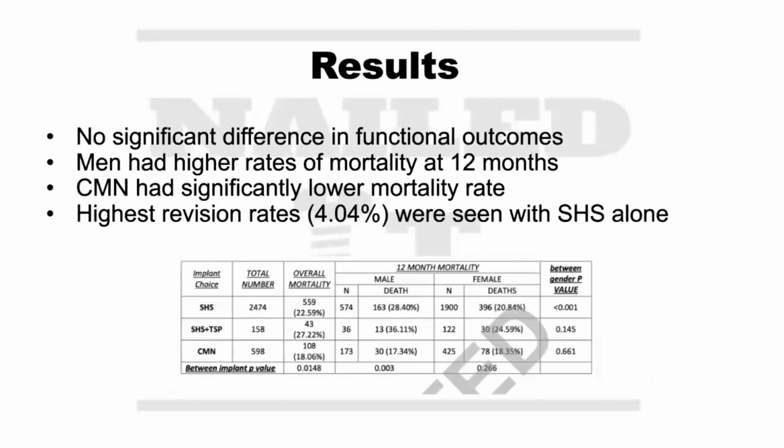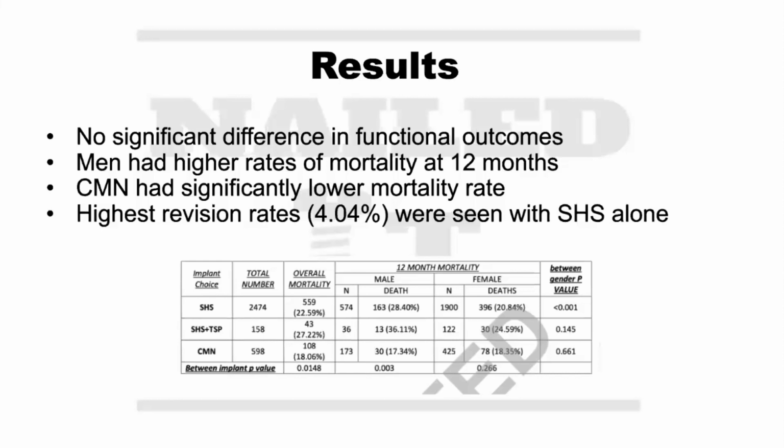So when we look at the results of this paper, there really wasn't a significant difference in functional outcomes among any of the groups. Of note, men had a higher rate of mortality at 12 months, and those treated with the cephalomedullary nail had a significantly lower mortality rate. The highest revision rate, 4.4%, was seen with a sliding hip screw. For those following along with the slides, we've got a table describing it, and I'll talk through it just a little bit.